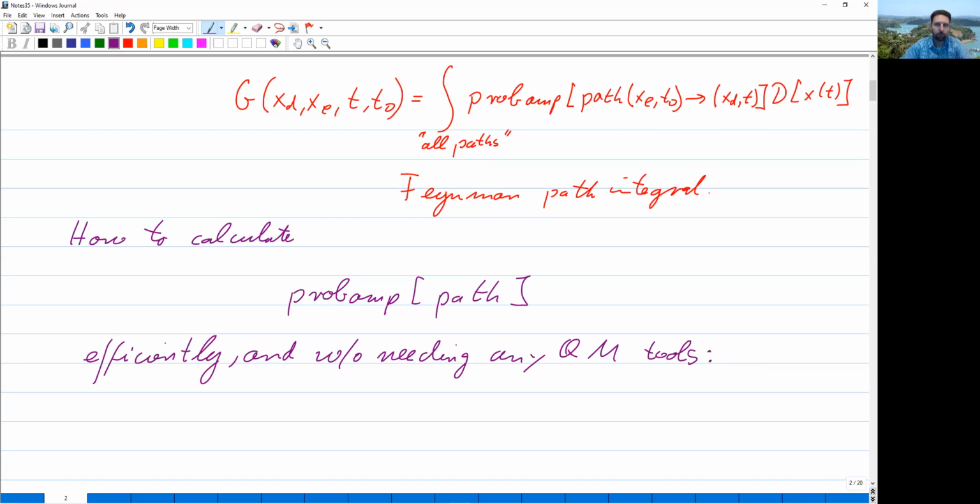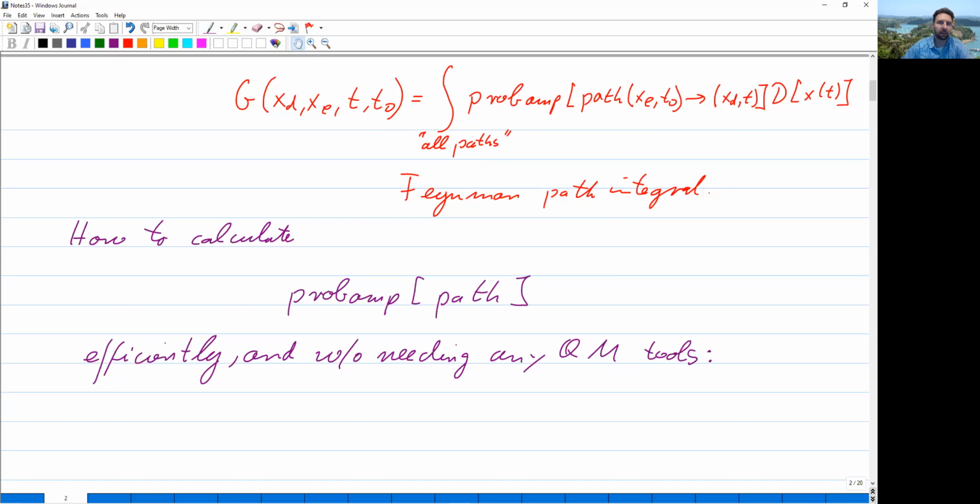It is an alternative way of describing quantum mechanics from scratch. So how do we do this? How do we calculate the probability amplitude for a path? We use what we learned throughout this course in order to calculate what the probability amplitude is for a path. But once we have the relevant formula, then we can calculate the probability amplitudes for all paths without needing anything quantum mechanical.